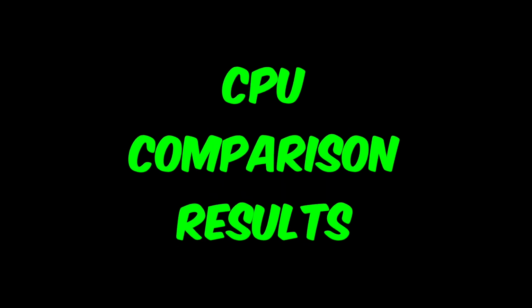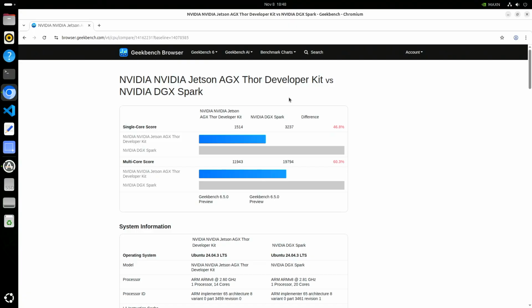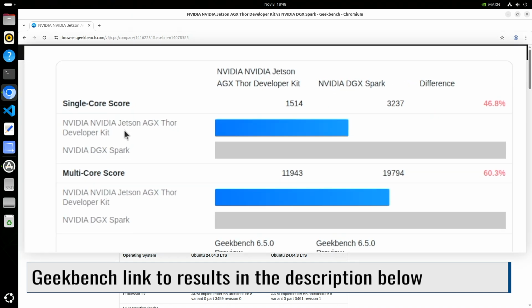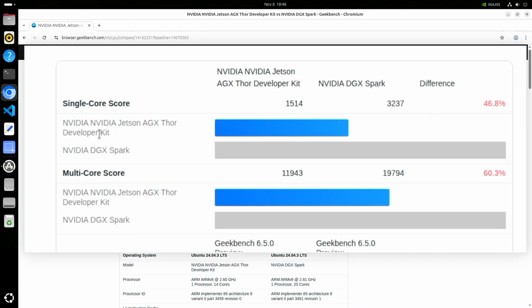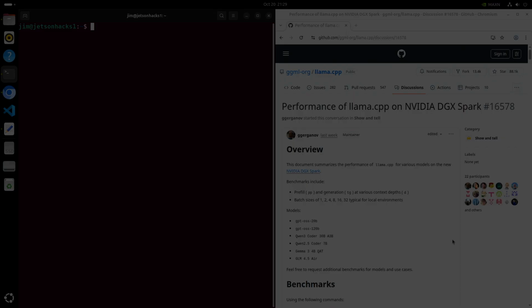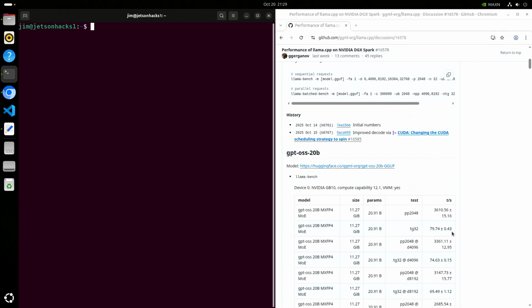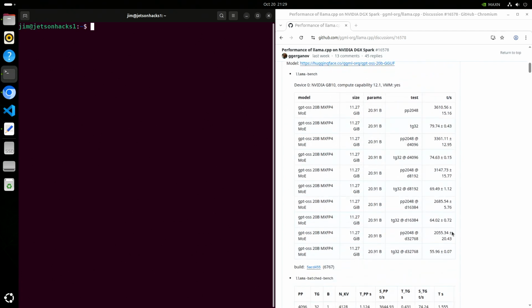With the Spark now shipping, we are able to compare results. We can look at the Geekbench scores for a CPU comparison. The Spark is a little over twice as fast on a single performance core. Remember that the Spark has a mixture of performance and power-saving cores. All of the Thor CPU cores are of the same type. Even though Spark has 20 cores versus the 14 in the Thor, it only scores about 80% faster in multi-core tests.